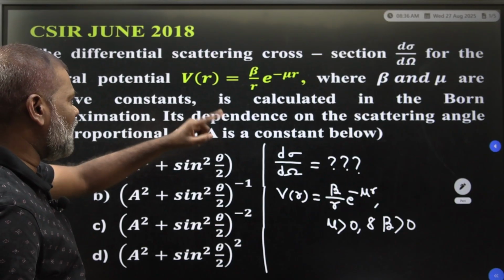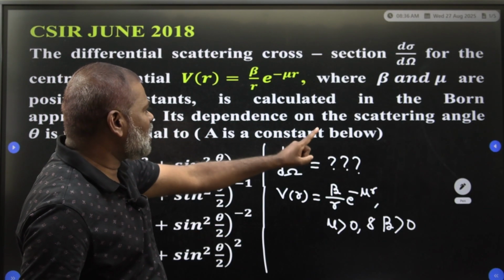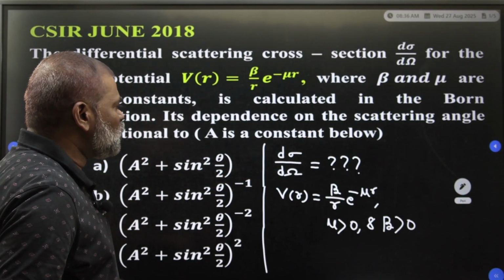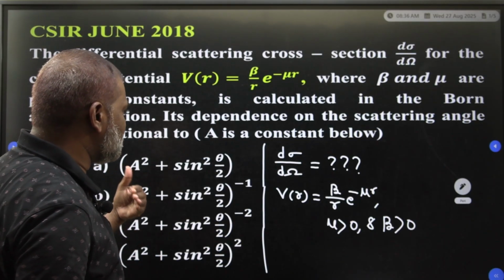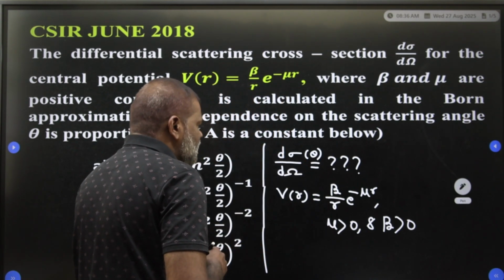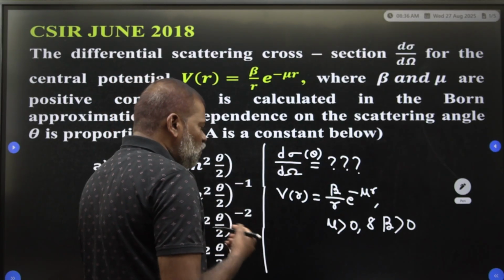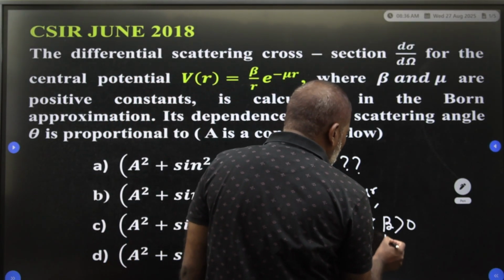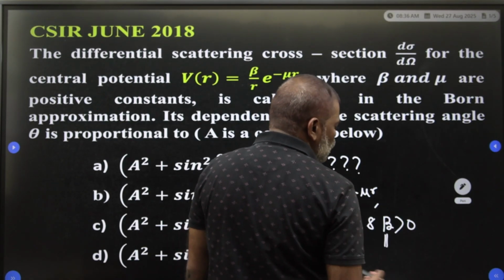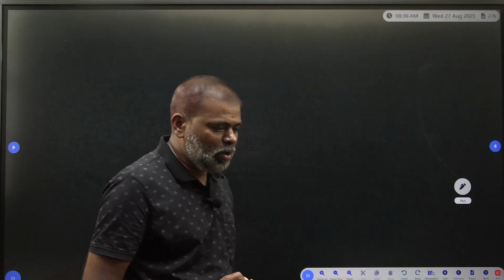The differential scattering cross section is calculated in the Born approximation. So its dependence on the scattering angle theta is proportional to what? Where a is the constant below. Instead of beta and mu, you are going to take the constant value. How do we solve this? Let's see.